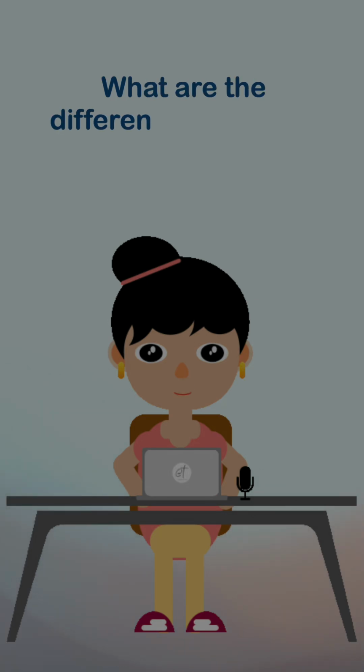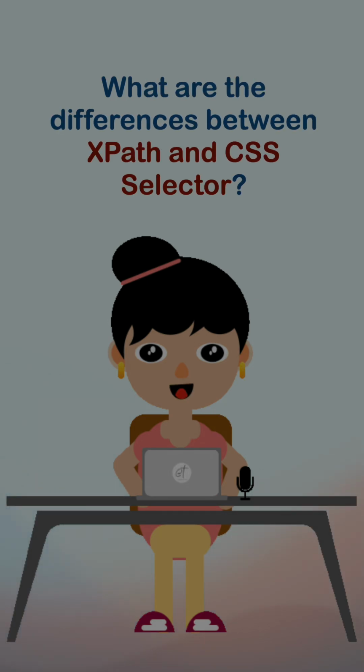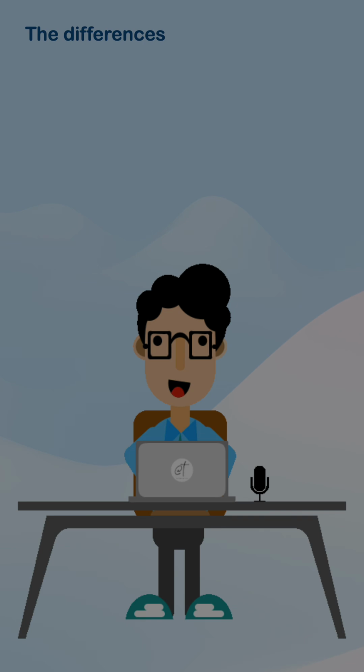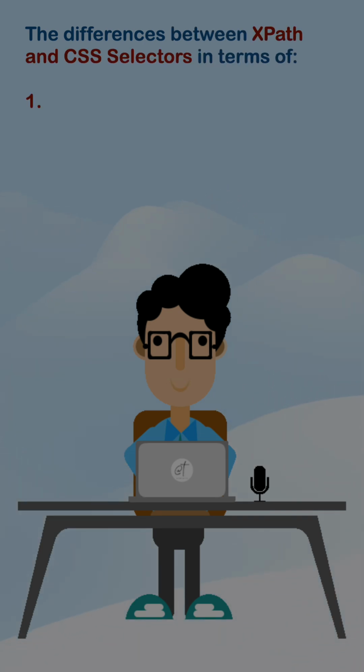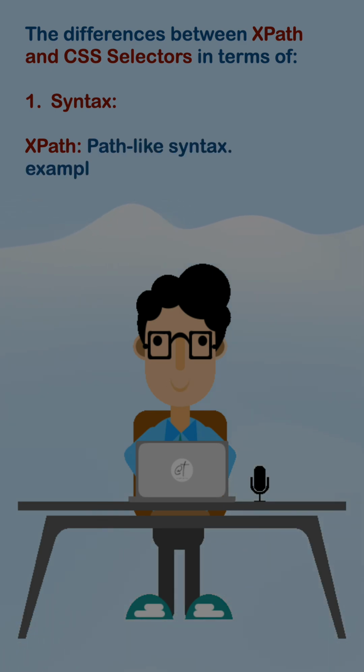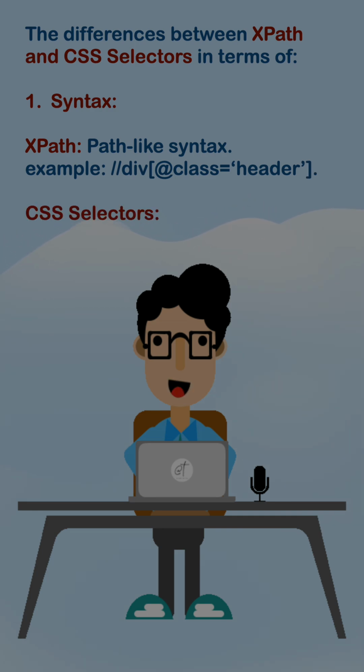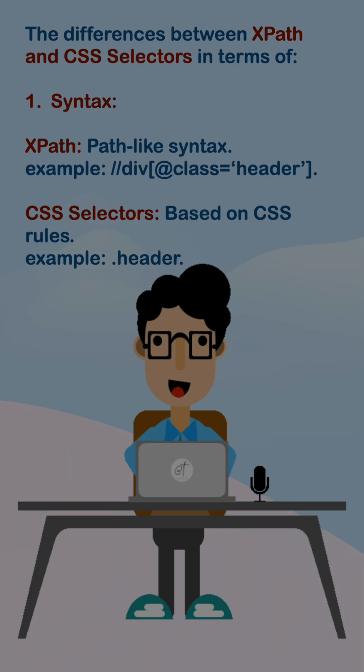What are the differences between XPath and CSS Selector? The differences between XPath and CSS selectors in terms of: 1. Syntax. XPath, path-like syntax. Example, //div[@class='header']. CSS selectors, based on CSS rules, example, .header.